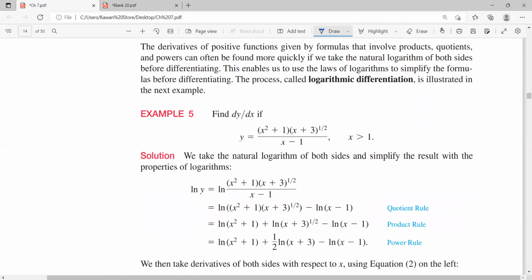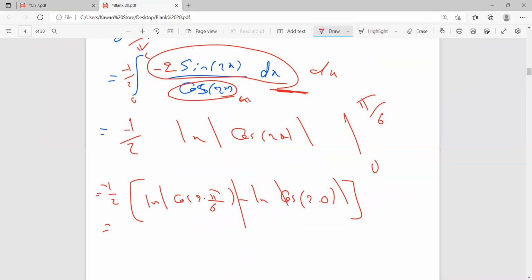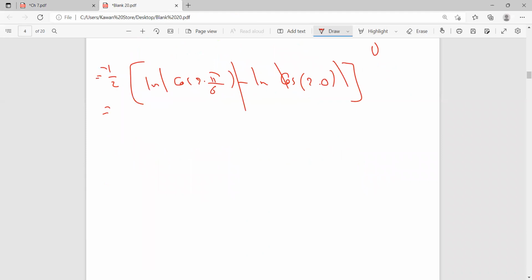Now we have an example. Find dy by dx if y is equal to 1. I'm going to summarize this section for you. 7.2.